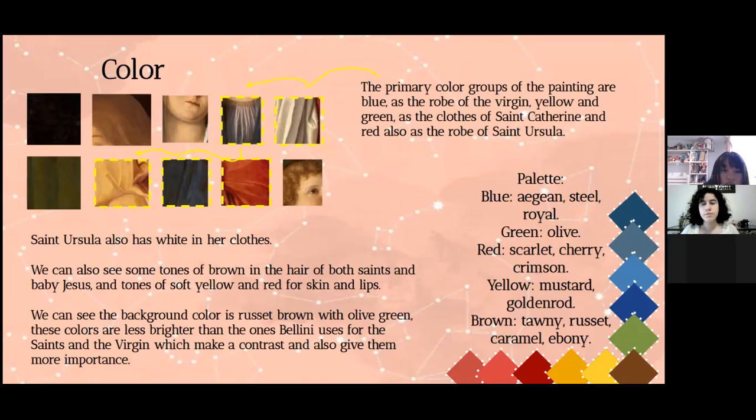The background is dark brown and with a curtain of green olive garden. And this also makes, as we said before, emphasis on the main figures of this. And these soft colors give an idea also of tenderness and pureness. We can find also some warm colors such as yellow and red.